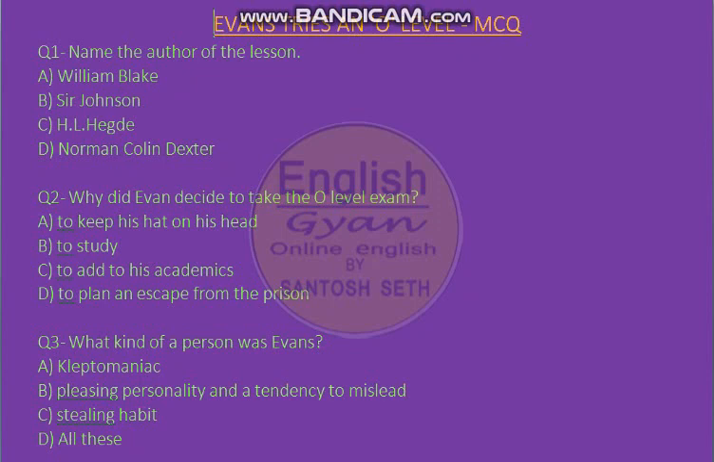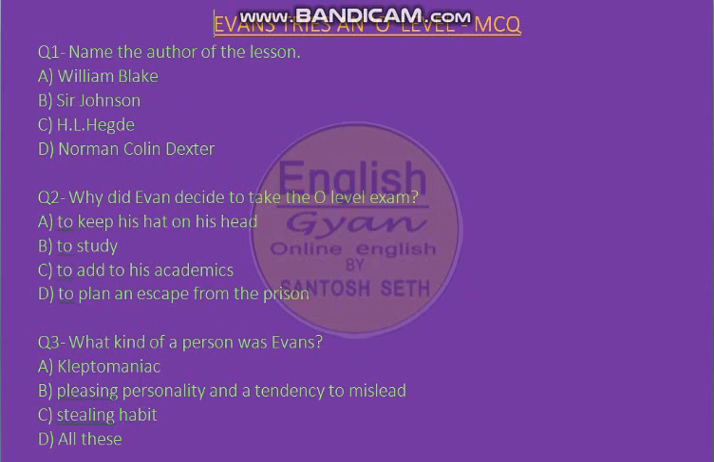A. William Blake, B. Sir Johnson, C. H.L. Head, and D. Norman Colin Dexter. I request you all to be ready with paper and pen so that you can write down question 1. Correct answer is A or B or C or D. Please note down your answer somewhere, because at the end of this activity I will tell you the correct answers.